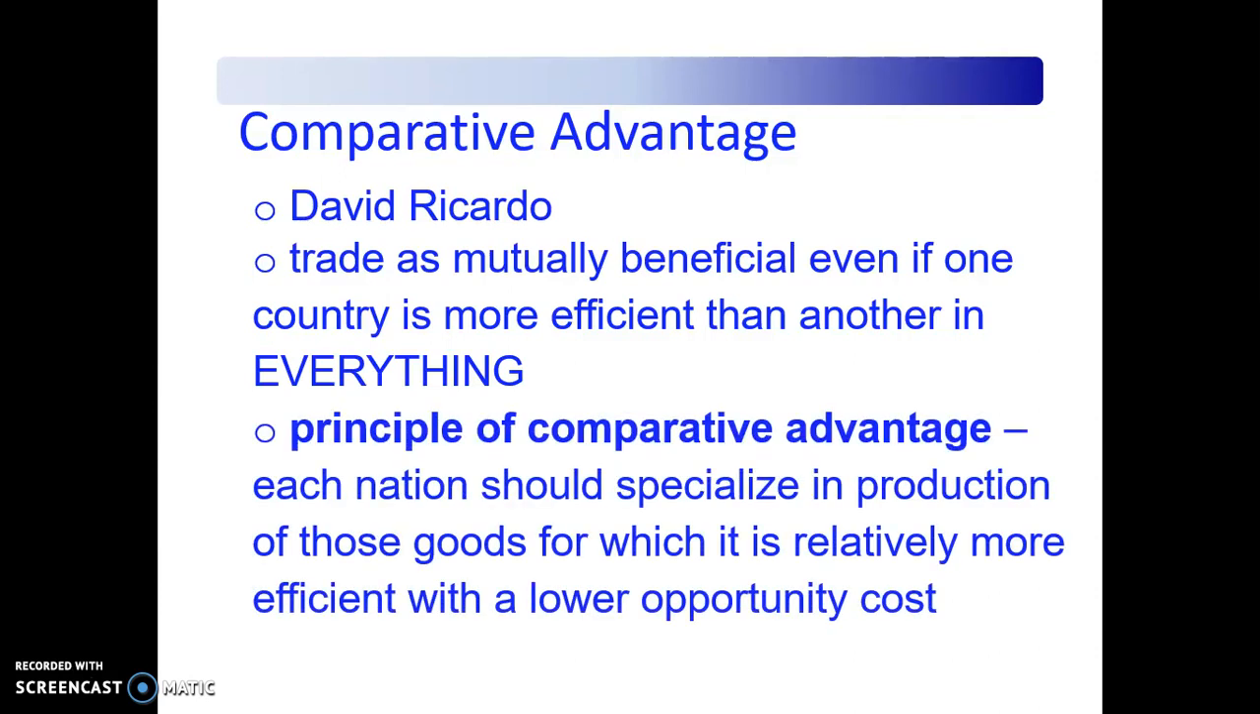So the principle of comparative advantage is that each nation should specialize in production of those goods for which it is relatively more efficient with a lower opportunity cost. Opportunity cost being defined as the amount you give up to produce one more unit of goods.